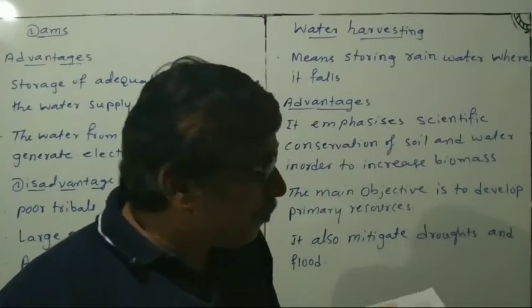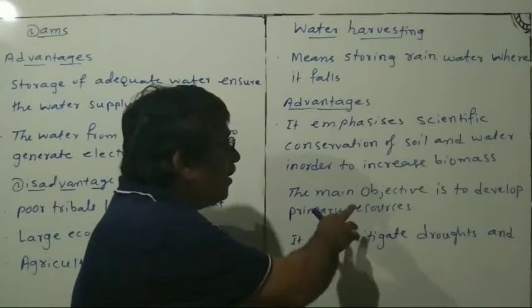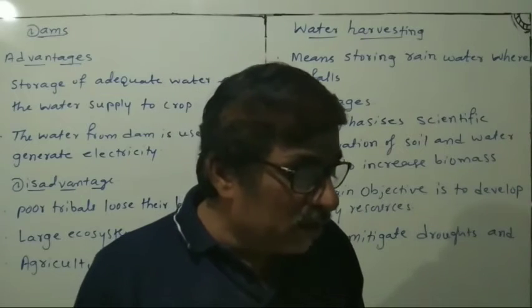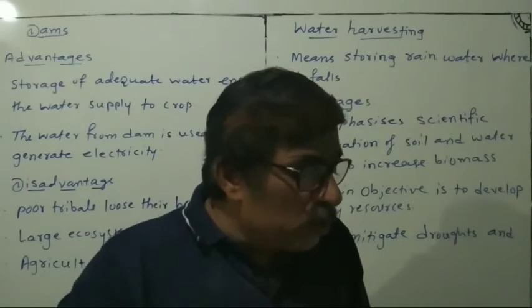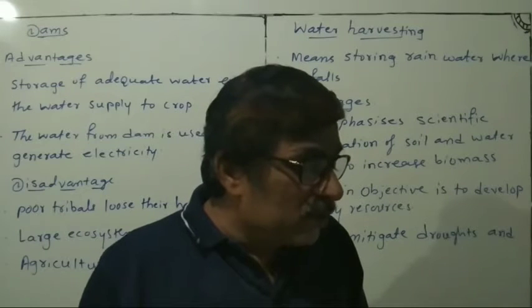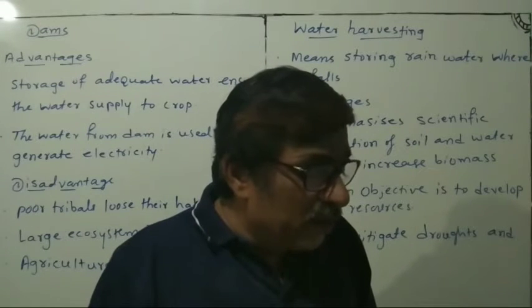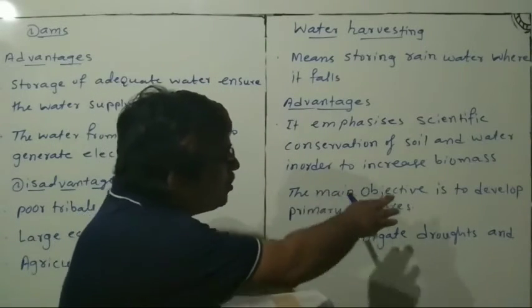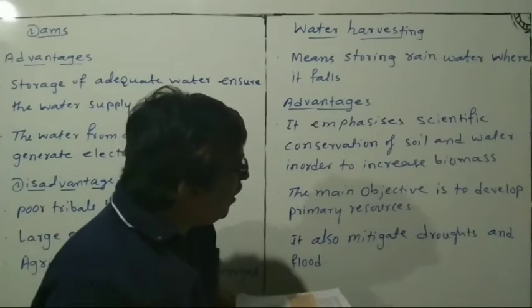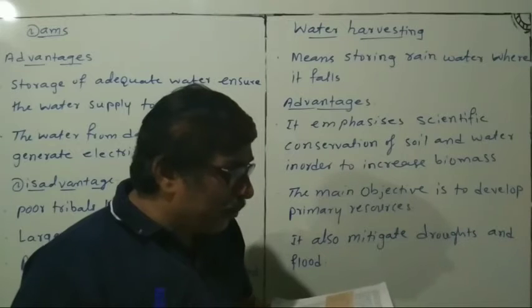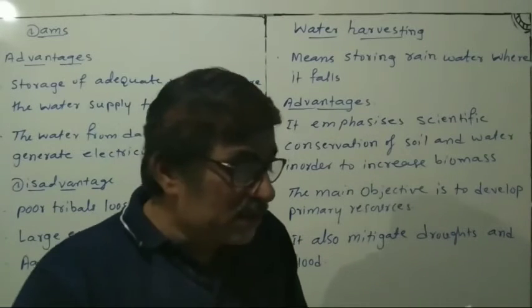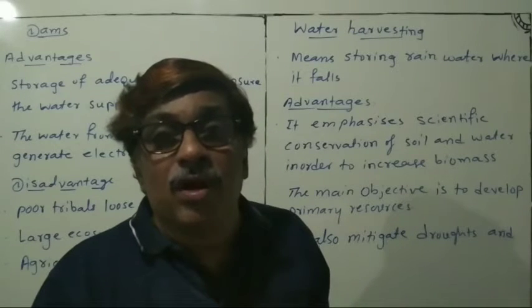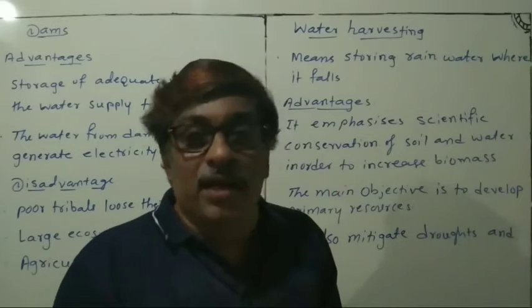The aim is to develop primary resources. The main objective is to develop the primary resources of land and water. They will be utilized properly to produce the secondary resources of plants and animals, for use in a manner which will not upset the ecological balance. The land and water are used, and afterwards plants and animals get the benefit, so that the ecological balance does not go wrong. So it should be maintained.